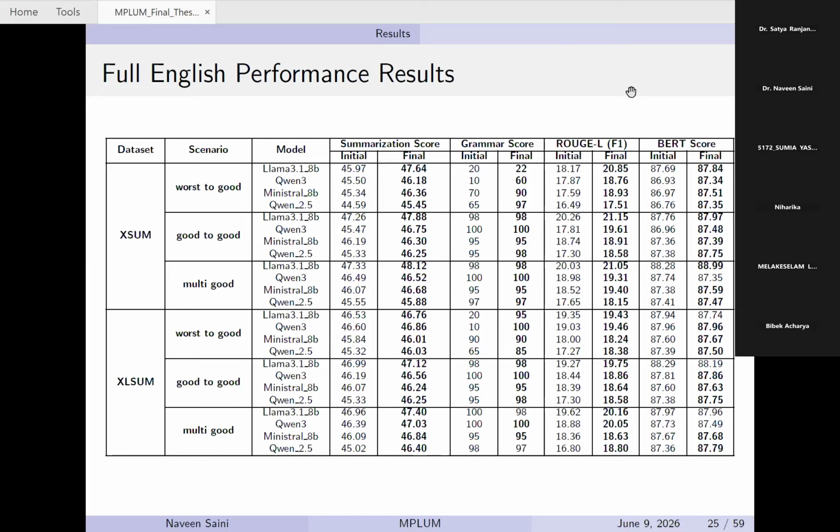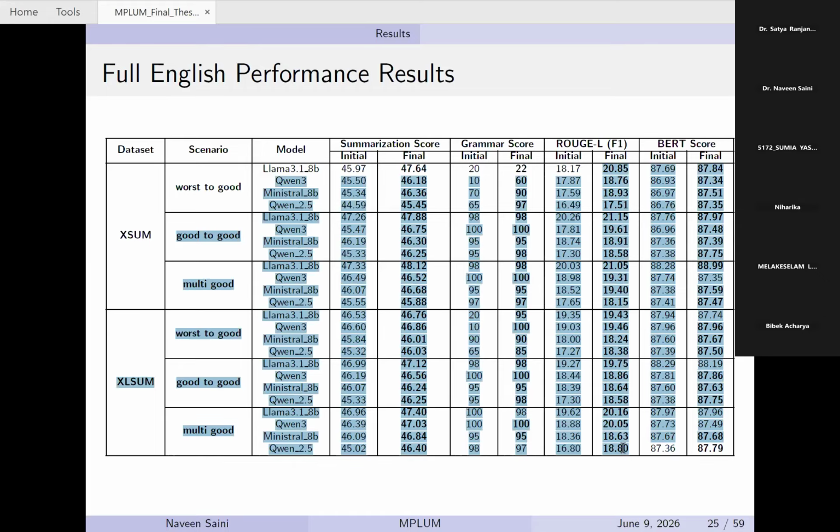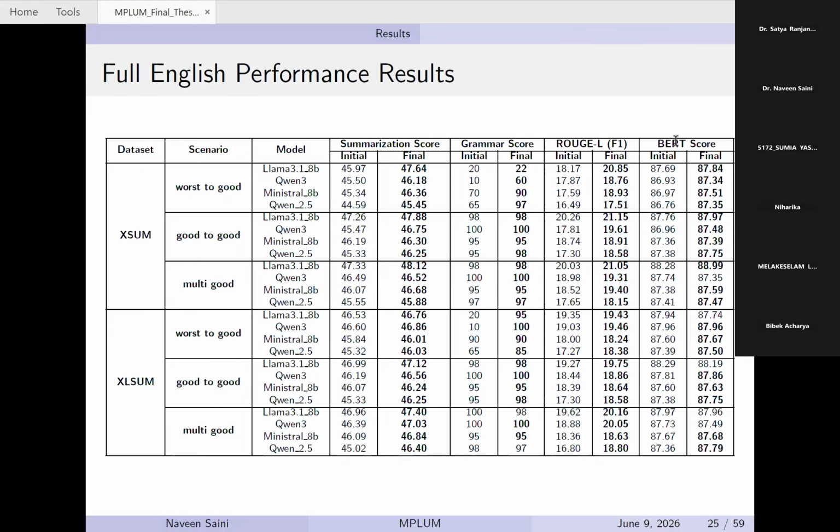Now, because the summarization score is a combination of Rouge and the BERT score, you can see them individually. So, the Rouge score is initially 18.20. It measures the longest common subsequence between the generated summary and the gold summary. It is the F1 score. So, initially it was 18, it increased to 20.85. Using Qwen, it is 16.49, it increased to 17.51. So, in all the cases, it is improving. Similarly, the BERT score is almost similar but slightly improved. But the word overlap is greatly improved, you can say.